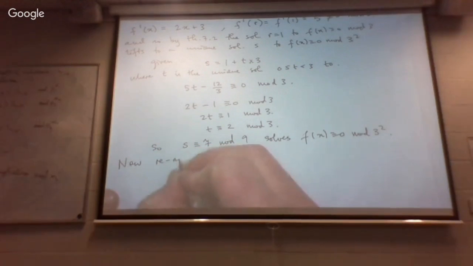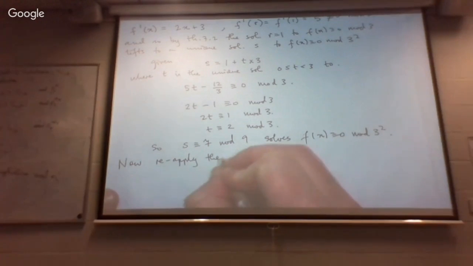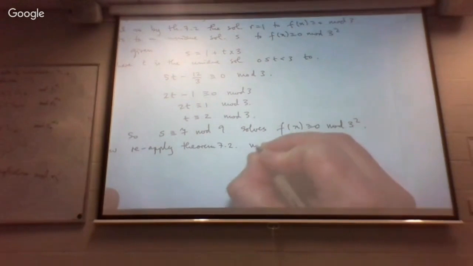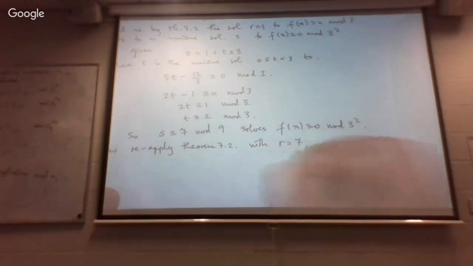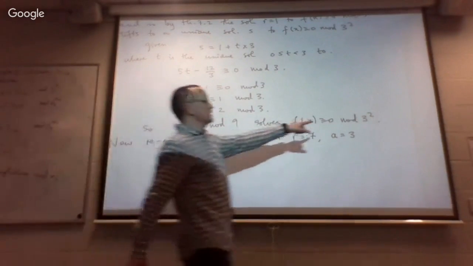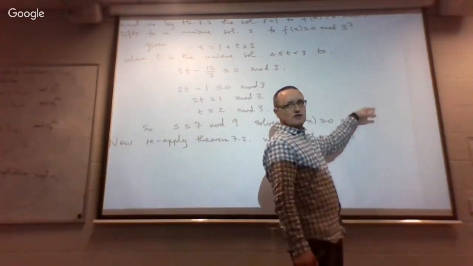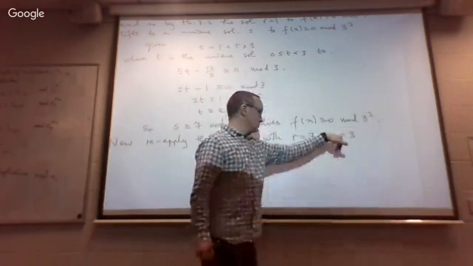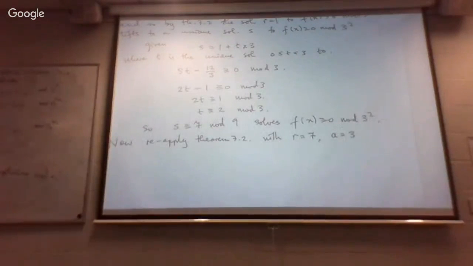So now reapply Theorem 7.2. We take this new solution we have, 7 modulo 3 squared. So with r equals 7, a is now equal to 3. Because the a minus 1 is the power on the prime that you're starting from. You're trying to lift up to modulo p to the a. So we're going to lift to the exponent 3.